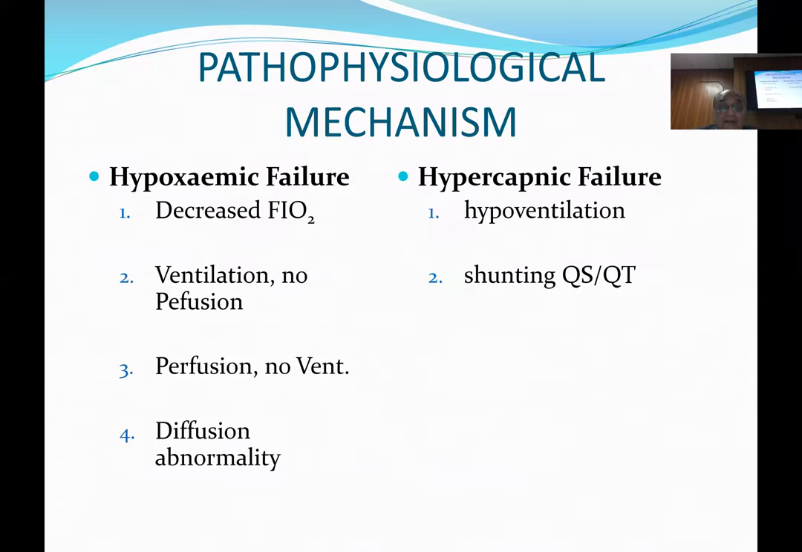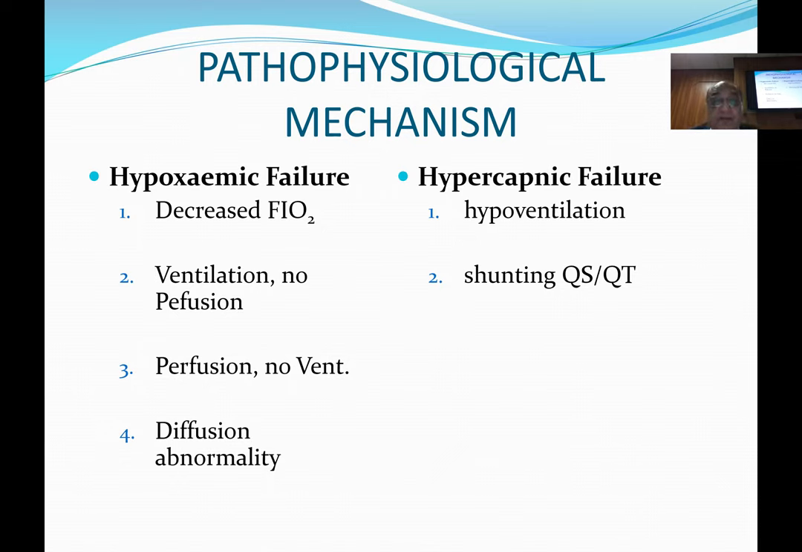Now, pulmonologists divide respiratory failure into hypoxemic failure and hypercapnic failure. Hypoxemic failure could be due to decreased FiO2. You are giving less oxygen. Or in some part of the lung, there is ventilation but there is no perfusion. It means dead space effect. Or in some part of the lung, there is perfusion but there is no ventilation. It means there is shunting effect. Or the diffusion from alveoli up to the blood and up to the hemoglobin, that pathway, is affected. So all these cause hypoxemic failure.